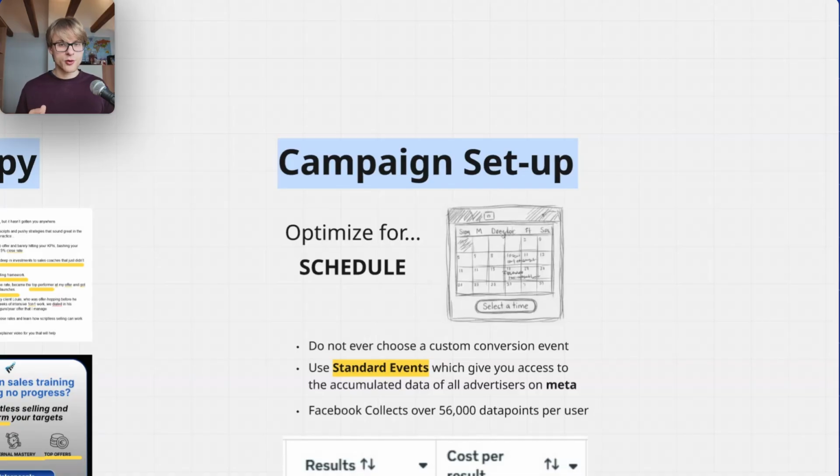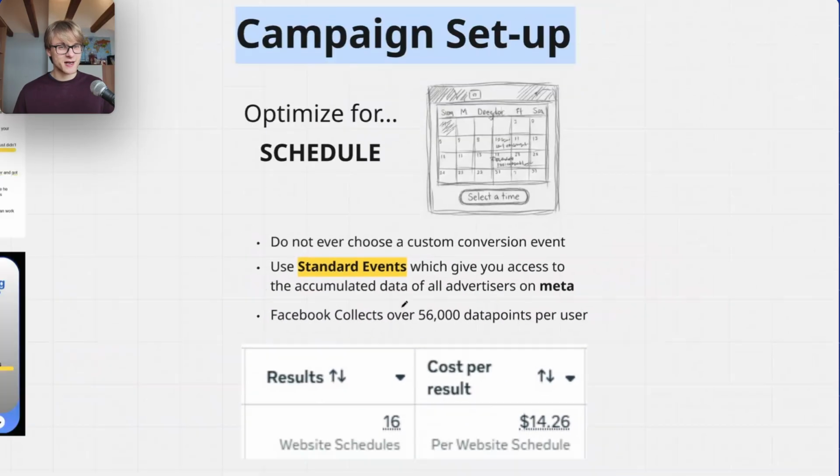Do not ever choose a custom conversion event. Never ever create a custom conversion event where you say something like URL contains registered page. Never. Use standard events, and there's a simple reason for that. Standard events give you access to Meta's database and to the exact advertising behavior that millions of other leads have used across other advertisers' campaigns. Meaning, if a lead based on his data points is more likely to schedule a call with you, you will notice if you select a standard event and Meta will target this kind of leads. So if you select custom conversion, you're basically starting at more or less zero and don't have this information about their scheduling behavior. And this is crucial because Facebook collects over 56,000 data points per user.